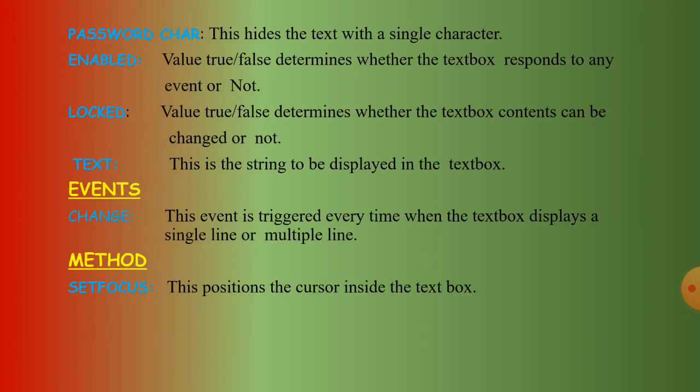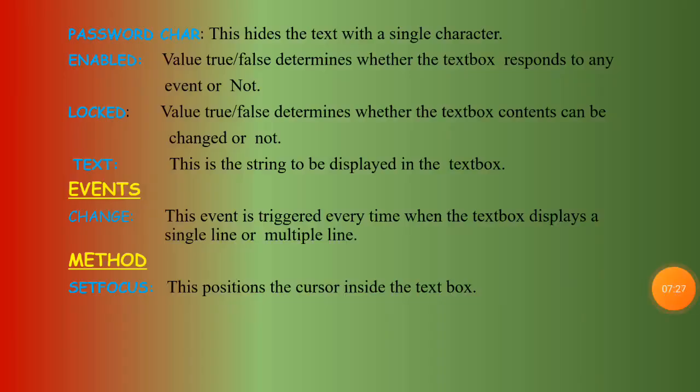If you want to make it multi-line, then we must select multi-line. Next is the password char. It hides the text with a single character. If you want to hide the text, we can do so by using the property password char. Also enabled, where the value will be true or false. It determines whether the text box responds to any event or not. If it is not responding to any event, then it is disabled, that means we make it false. If you want to make it true, we can make it true.